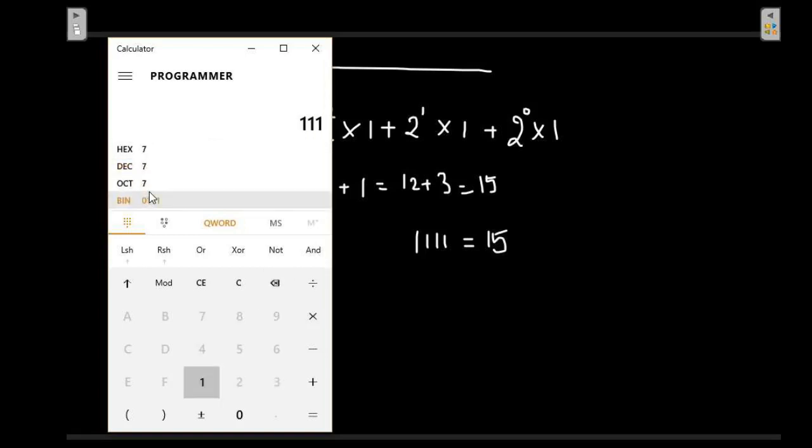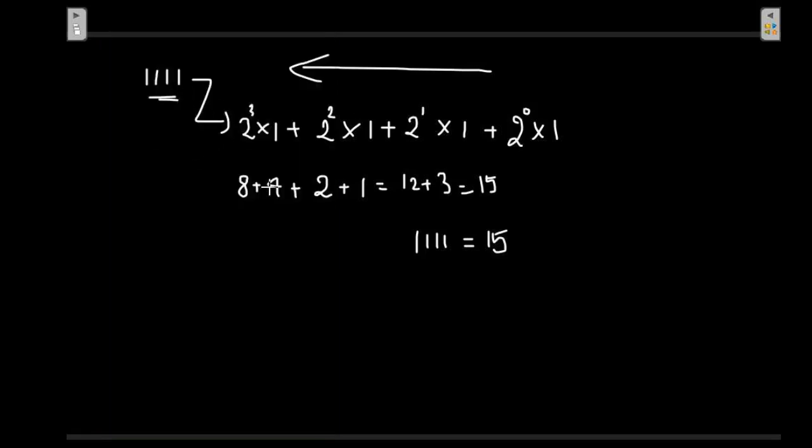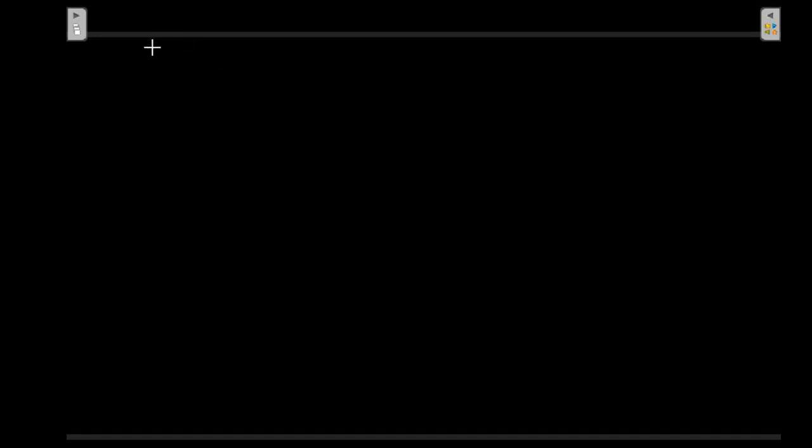In binary, 1111 equals 15 in decimal. By this method we can convert any binary number into a decimal number. Now let's try and convert 1001101 into a decimal number. So going in the same fashion, we'll start from the right and go to the left.